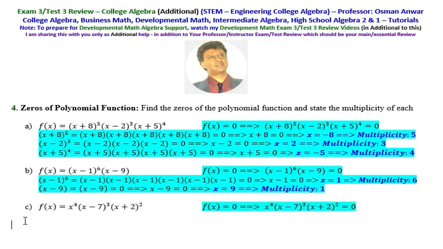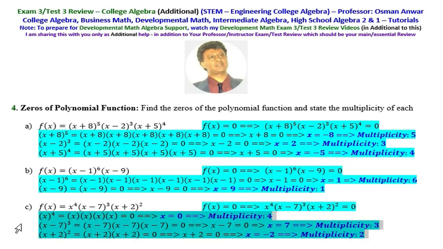Number C. f of x equals x to the 4 times x minus 7 to the third times x plus 2 squared. Then set f of x equal to 0. That means x to the 4 times x minus 7 to the third times x plus 2 squared equals 0. That means x to the 4 equals 0, x times x times x times x equals 0. That means x equals 0, and multiplicity is 4.